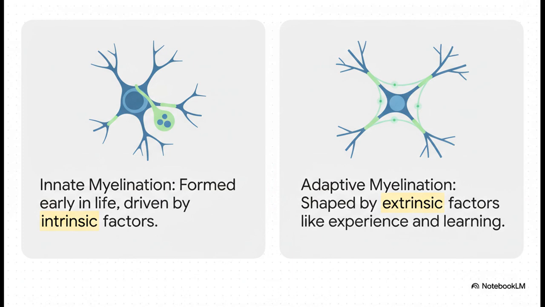Now, it's really crucial to understand that myelination isn't a static, one-time event. We can actually distinguish between two fundamental modes. On one hand, you have innate myelination. This is the developmentally programmed process that establishes the bulk of the brain's wiring early on in life. But on the other hand, you have adaptive myelination, and this is a lifelong process. Neuronal activity that's driven by learning, by acquiring motor skills, even sensory experience, all of this can trigger the formation of new myelin sheaths. What this does is it identifies myelin not as some kind of fixed infrastructure, but as a key substrate of neuroplasticity.